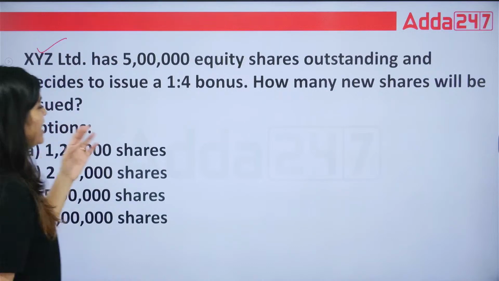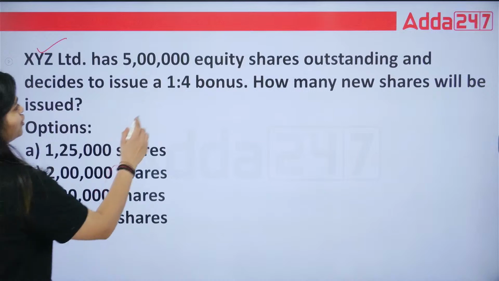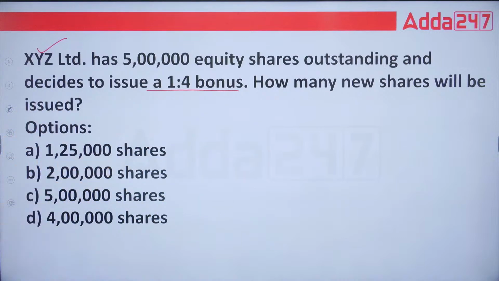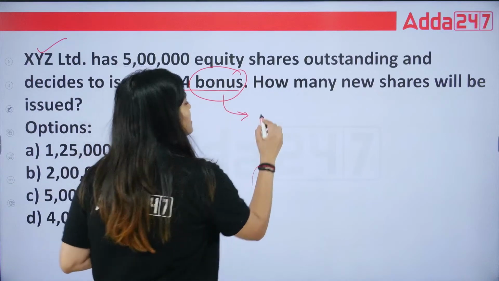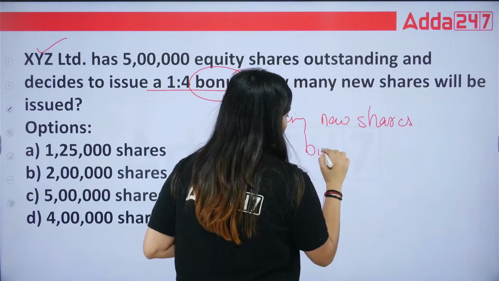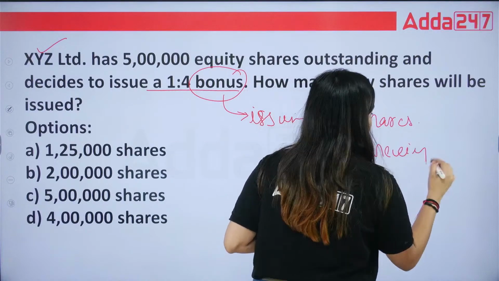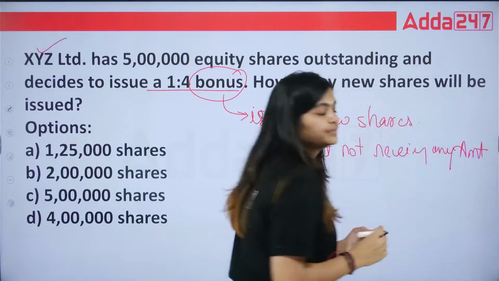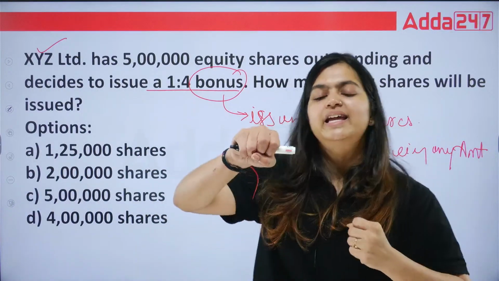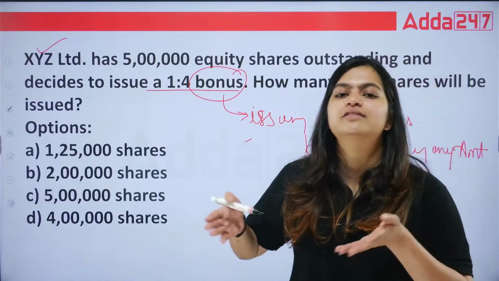XYZ Limited has 5 lakh equity shares outstanding and decided to issue a bonus 1:4. How many new shares will be issued? Options 1,25,000, 2 lakh, 5 lakh or 4 lakh. In this, we need to calculate how many bonus shares we are going to issue. Bonus shares means what? In which you are issuing new shares but not receiving any amount. Okay? In this, we are not going to receive any amount. We are issuing new shares without receiving any new amount. Means we issue bonus shares to always our existing shareholders.